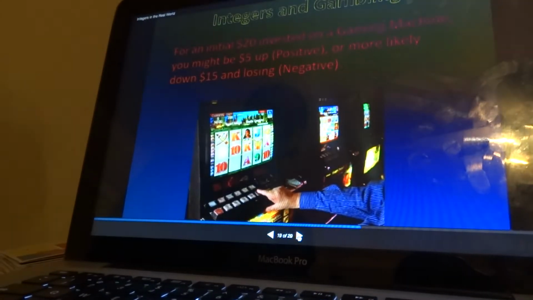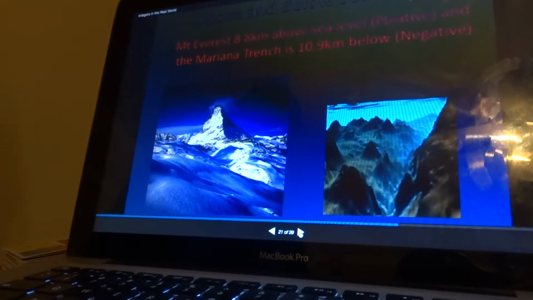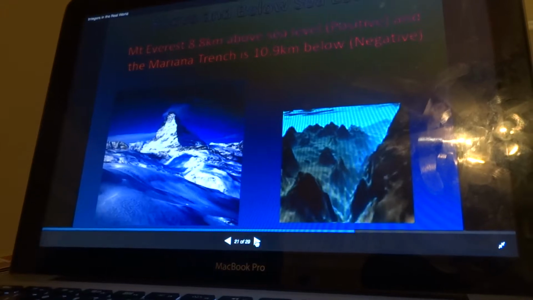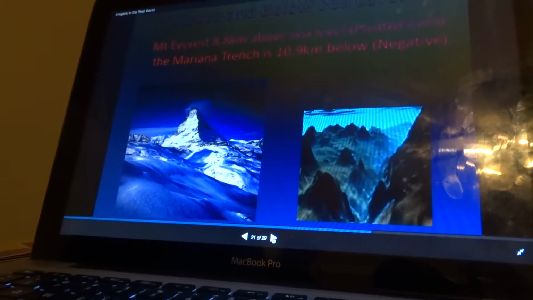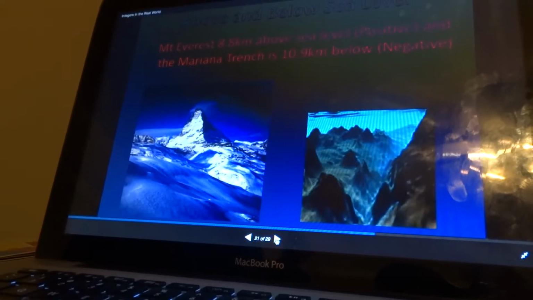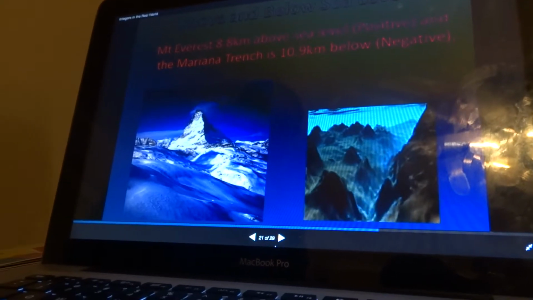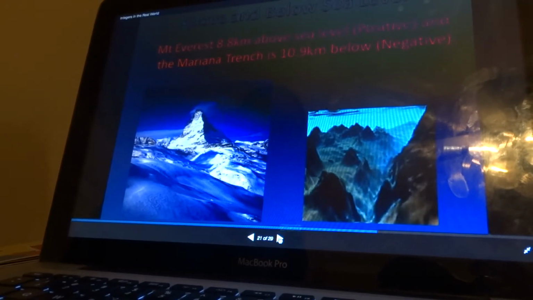And above and below sea level. Mount Everest is 8.8 kilometer above sea level. So if it is above sea level, we take the value positive. And the Mariana Trench is 10.9 kilometer below the sea level, so we take that value as minus 10.9 kilometer.